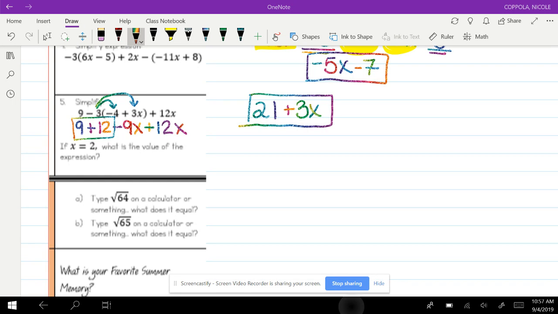Now it says x is equal to 2. So instead of writing x here, I have to come in and throw in a 2. So 21 plus 3 times 2. So that's 21 plus 6, which is 27.